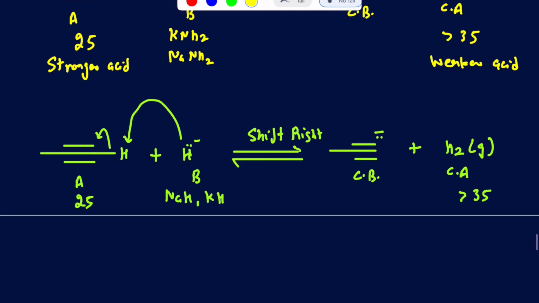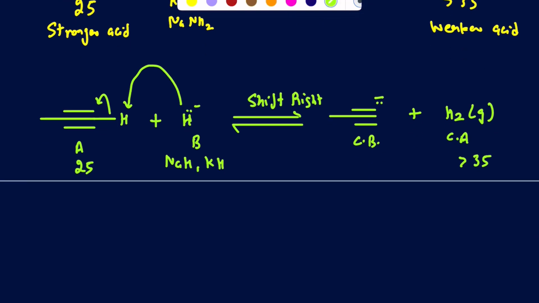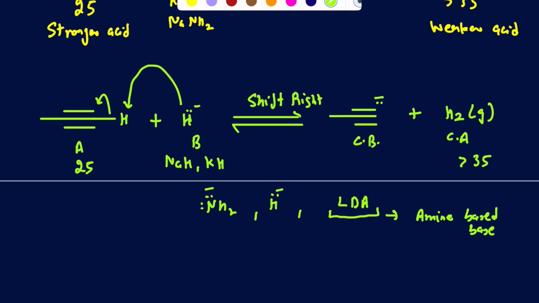So those are really the two most common bases that are technically used: NH2 1 minus and H 1 minus. Occasionally you may see LDA being used to remove the proton of alkynes as well. That's completely okay because remember, even though it's LDA, it's still a nitrogen base. It's still an amine-based base, just like NH2. It's just a bigger molecule, but you will still have a nitrogen negative charge, just like you have in NH2. So you could use LDA as well to deprotonate the alkynes.